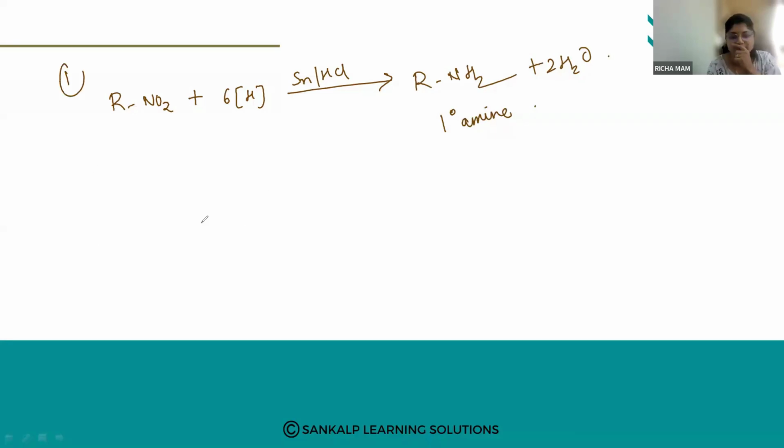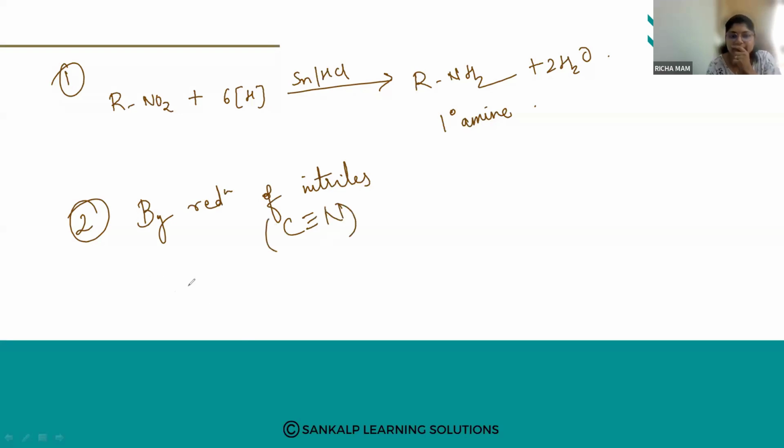Then the second method of preparation was what? By reduction of nitriles. What are nitriles? Nitriles are nothing but cyanides, C triple bond N. So what we are going to do is take nitriles and again do reduction.